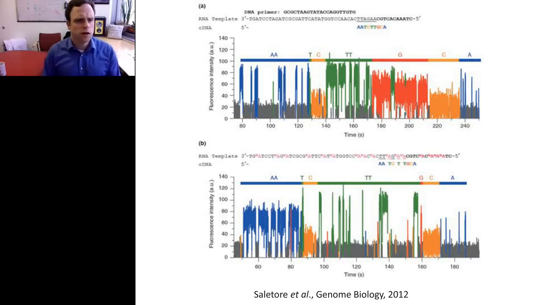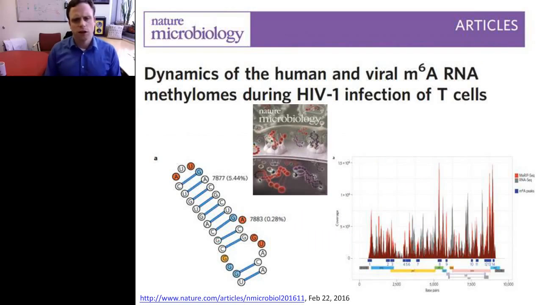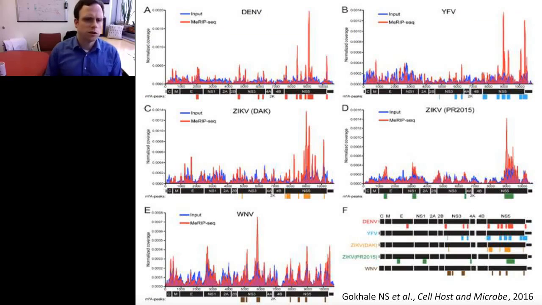So this was the first time that we showed that you could actually detect modified RNAs directly as you observe cDNA synthesis. And this is relevant, of course, because we've seen in the last year that both HIV as well as a lot of other viruses are methylated. The RNA itself contains methylation of methyl-6-adenosine, and it's not just for HIV, it's also dengue, yellow fever, Zika, and West Nile virus.